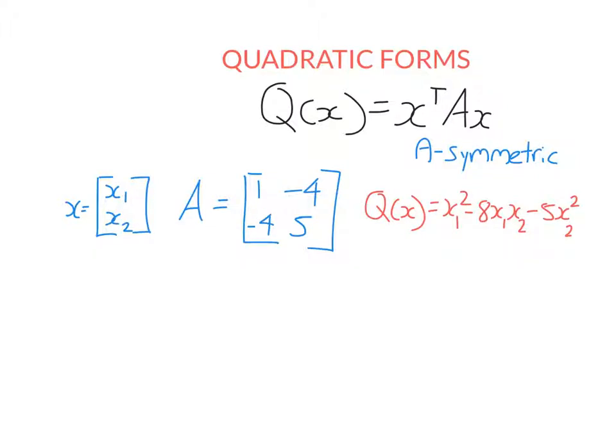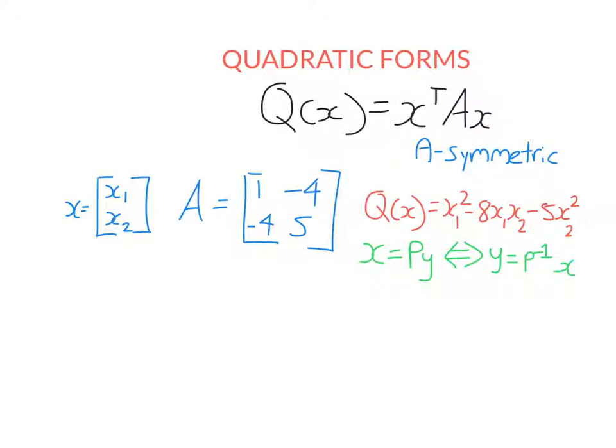So this is our quadratic form in red. Now what we can actually do is perform a change of variable: x equals Py, or if you like, y equals P inverse x, for some invertible matrix P. But we're going to choose the matrix P in the right way. That's going to make this quadratic form a lot easier to handle.